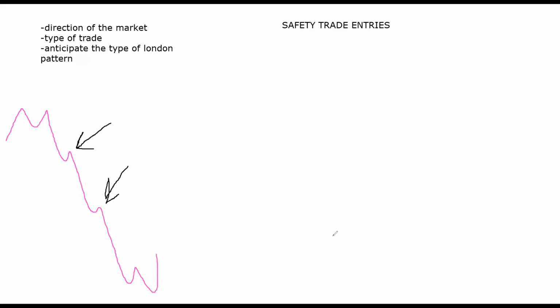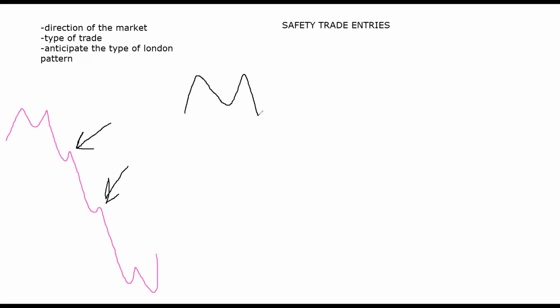So for a safety trade, first of all, there has to be a peak that has been formed. For those who don't understand what a peak is, don't worry. As we move on with our lessons, if you haven't watched the videos on peak formations, please go and watch them. We are going to tackle those peak formations, so that at least you get to understand what a peak formation is.